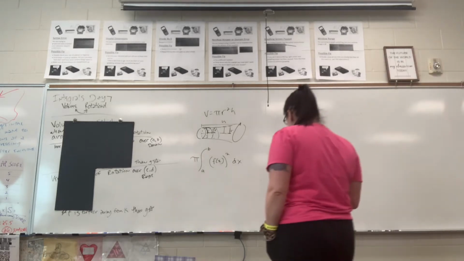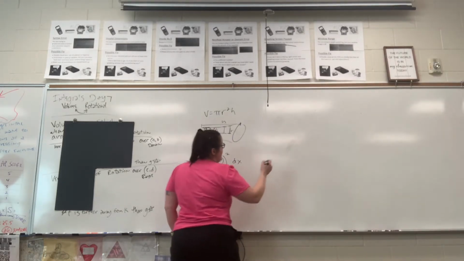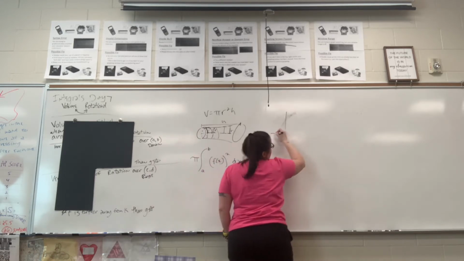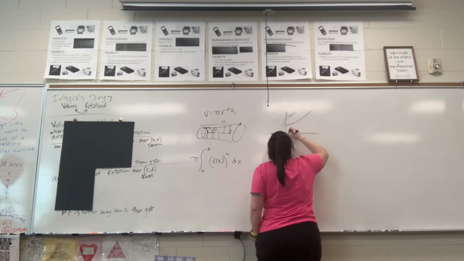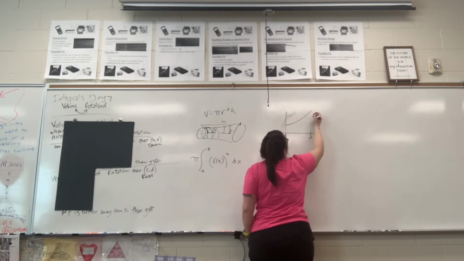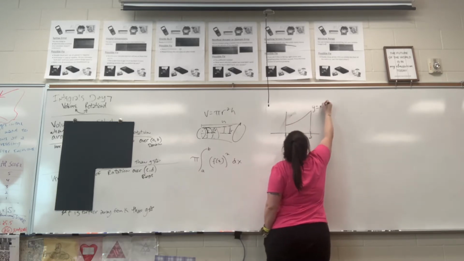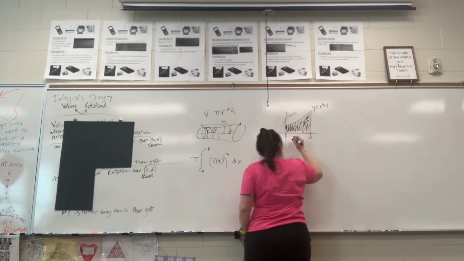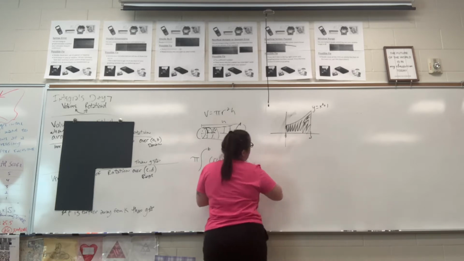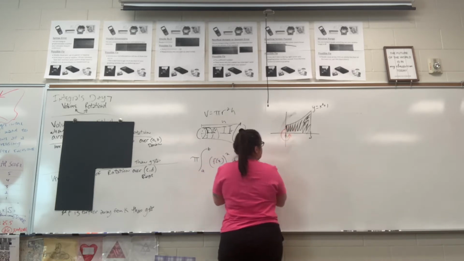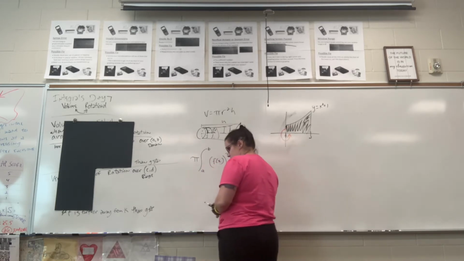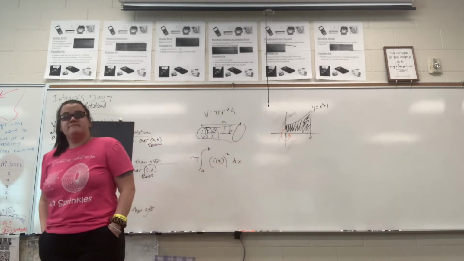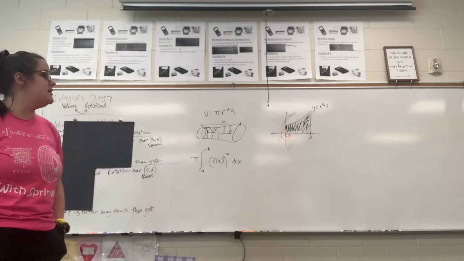Okay, so let's see if we can remember this. I want you to find the volume of this shape from 0 to 2, y equals x squared plus 1. That region, I want you to rotate it around the x-axis. What would that look like? Like a tree stump, maybe.